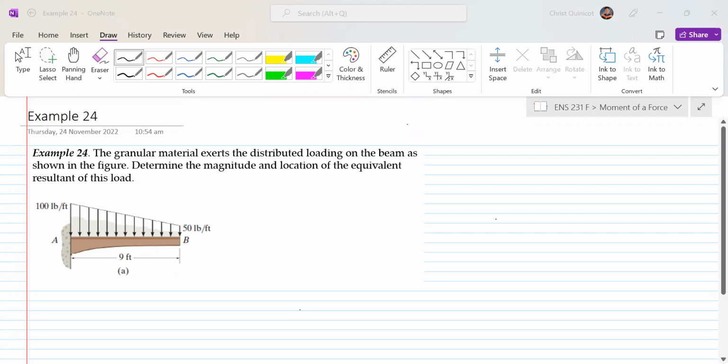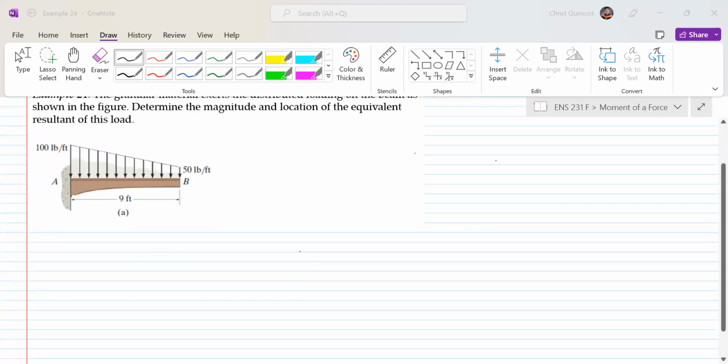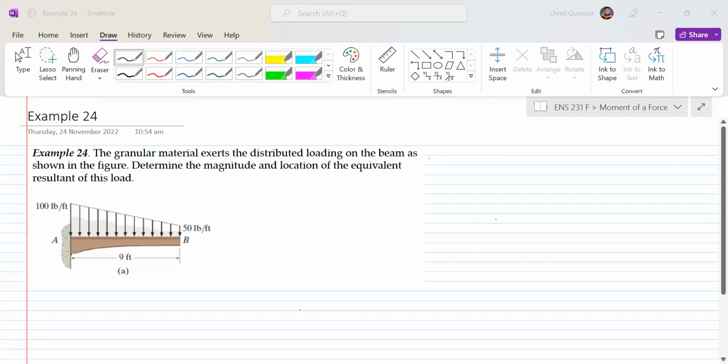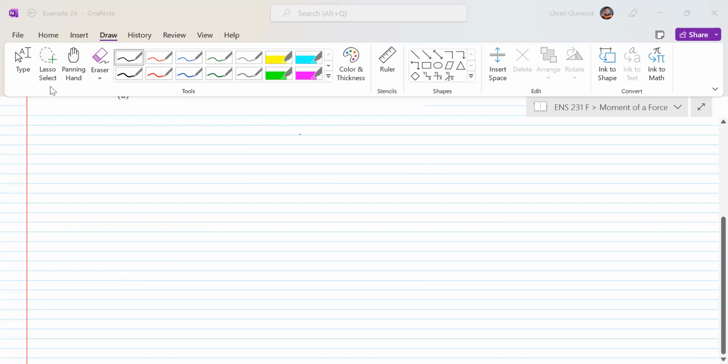So what we can do here is some manipulation. If you can observe, at point B we have a 50 pound per foot load, the measure of our load, and at point A we have 100 pounds per foot. Just like what we did in example 23, I will present two options of the solution. Let us say, solution one.